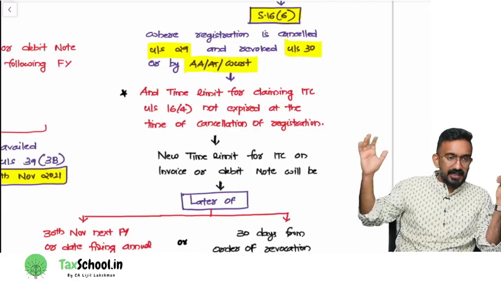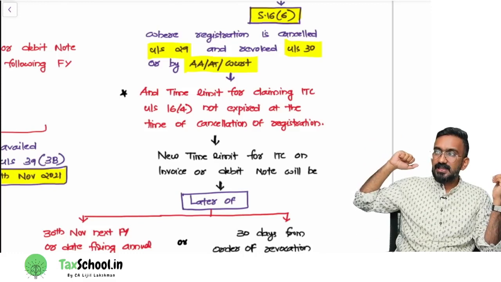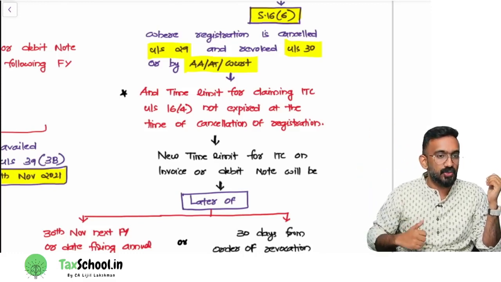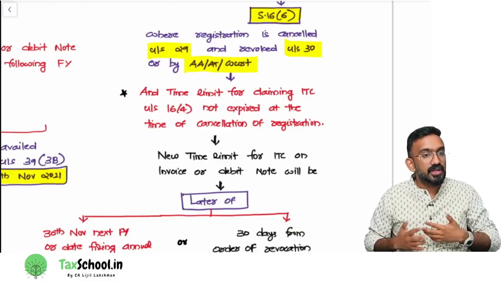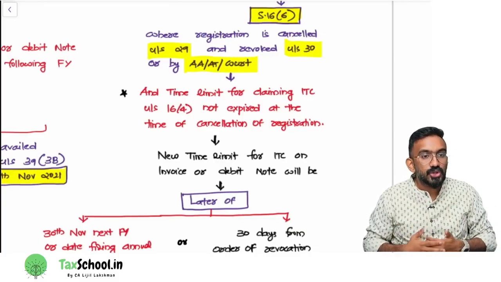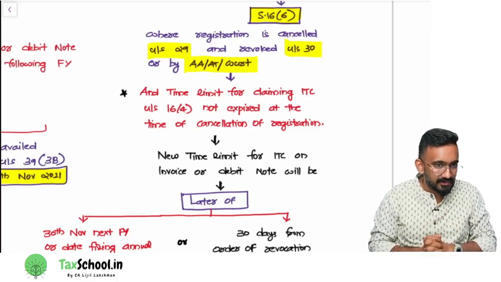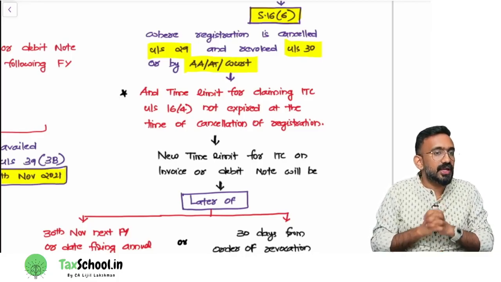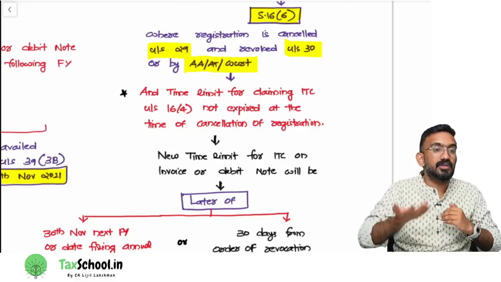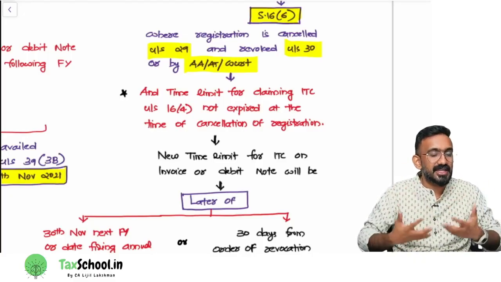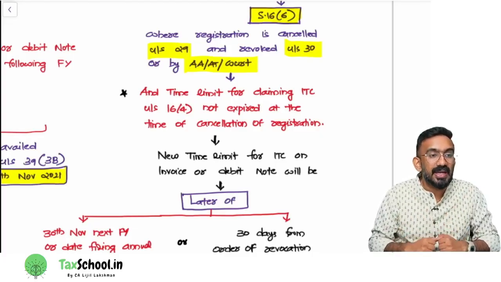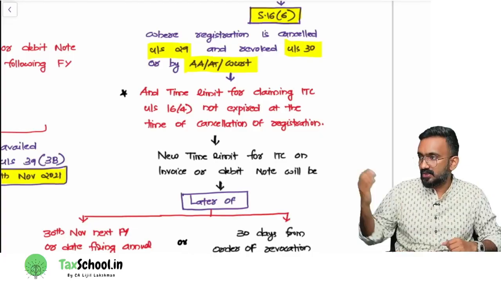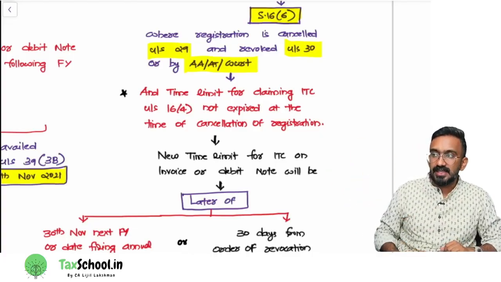So in that case, the time limit for claiming ITC has not expired at the time of cancellation. What happened? Your registration got cancelled before 30th of November. So you had the option to avail ITC, but your registration was cancelled, so you could not take ITC. But after 30th of November, which means after your time limit expired, you got your GST number back. Because of this, you're not able to claim ITC on a previous period. So they said a new time limit of ITC will be applicable for invoice or debit note.